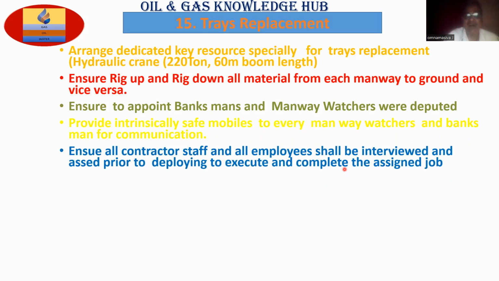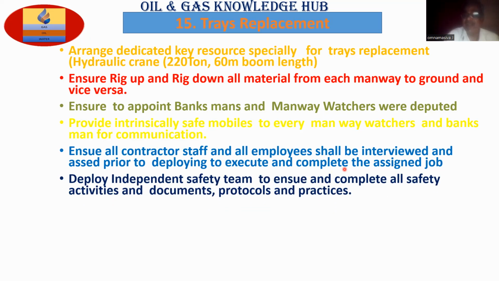Ensure all contractor staff and employees shall be interviewed and assessed prior to deploying to execute and complete the assigned job. Any person, if you are deputing a contractor, employee or anyone, third party, you should ensure, because you are the lead, you are the responsible person for the total activity. So ensure that the person who is going to work inside the vessel during the shutdown period knows the job. He should be clear what he is doing and he should know what is JSA, what is JMA, all these things. And you should make him understand.